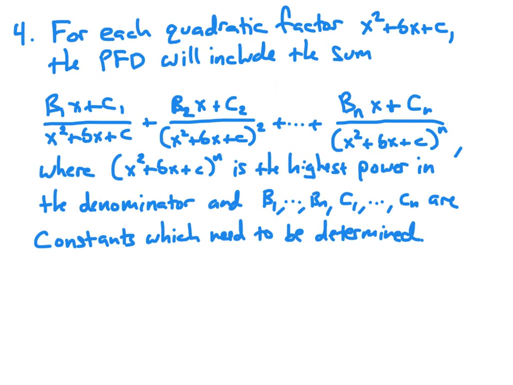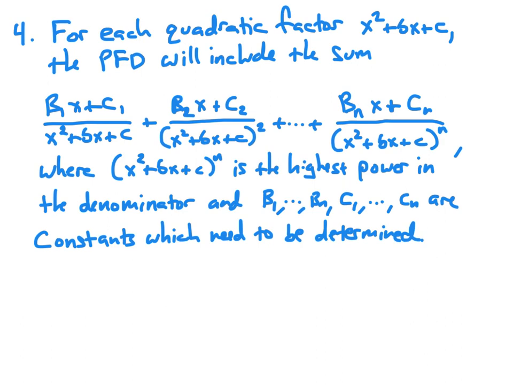Now for each quadratic factor, x squared plus bx plus c, in the denominator, we have to include the following sum in the partial fraction decomposition. And this sum has a slightly different form than that for the linear factors. In the form of this sum, each term will have a linear factor, b1x plus c1, over the original quadratic, x squared plus bx plus c. And we continue going up until we reach the power of that quadratic in the denominator.